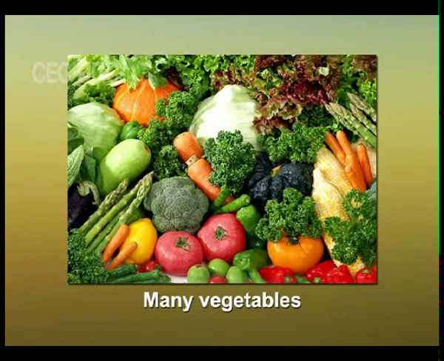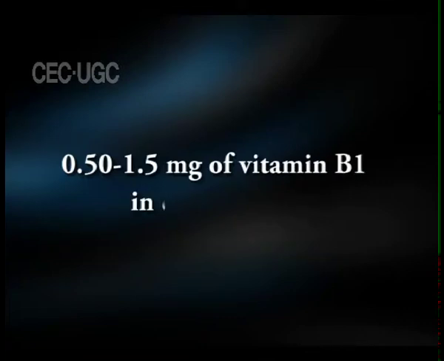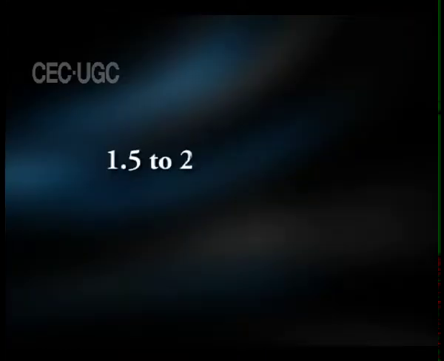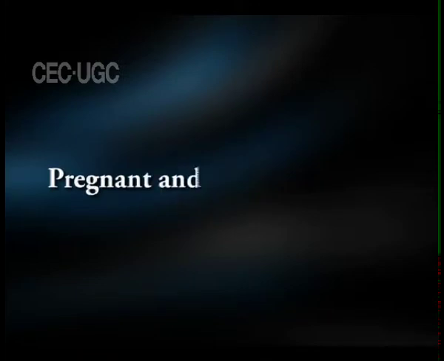many vegetables. Milk and fresh fruits also contain appreciable amounts of thiamine. Children require about 0.50 to 1.5 milligram of vitamin B1 in diet per day. Adult man requires about 1.5 to 2 milligrams of this vitamin daily. In adult woman, its requirement is about 0.9 to 1.7 milligram per day. In pregnant and lactating women, slightly more is needed, for example 2 milligrams per day.